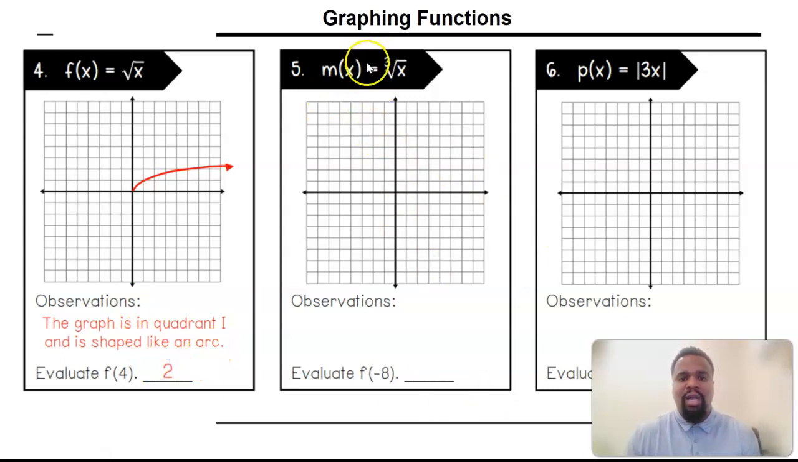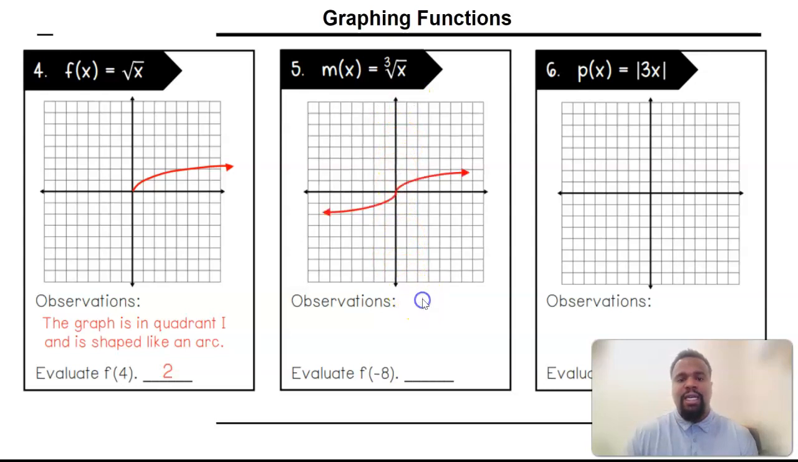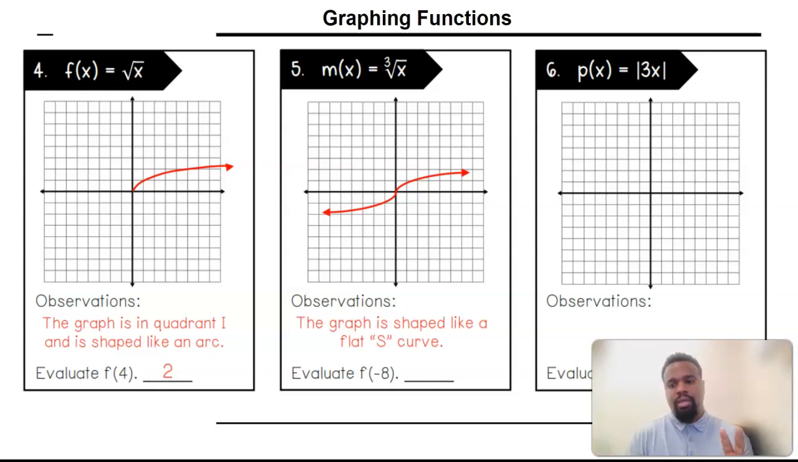Let's look at number 5. This is saying the cube root of x. If we were to graph this in our graphing calculator, the cube root of x looks like this. The observation of this graph is that it is shaped like a flat S curve. We want to evaluate f of -8. So we substitute -8 into the function. So the cube root of -8. The cube root of 8 is 2, so the cube root of -8 is going to give you -2.